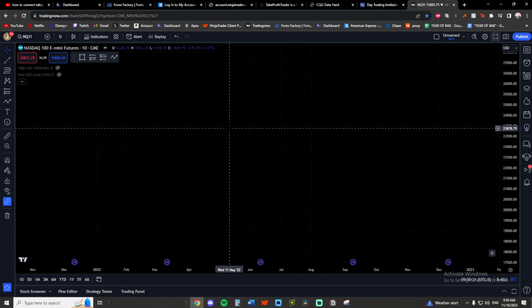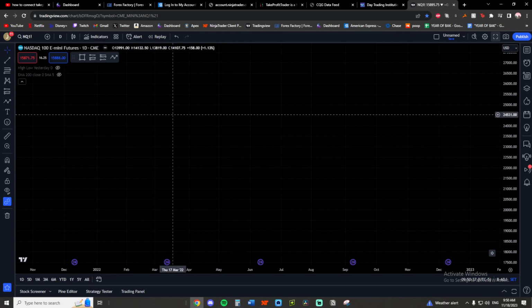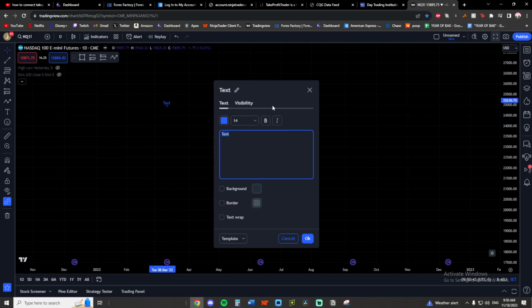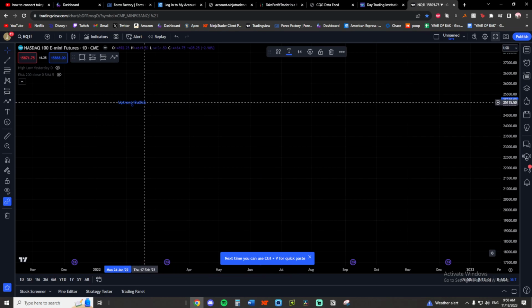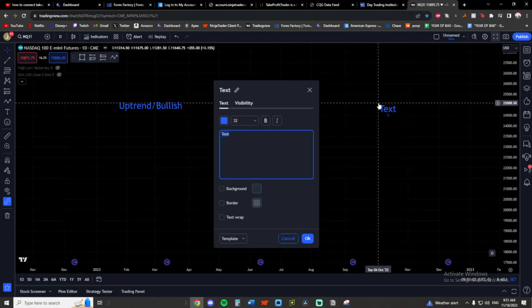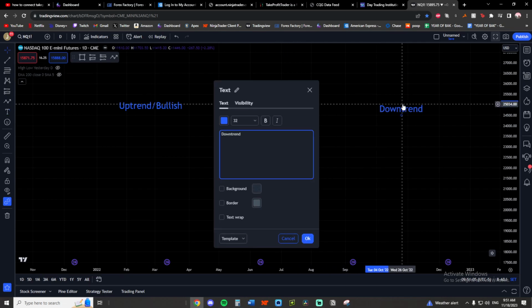Now we're going to talk about market structure. You need to understand how to actually read what the market is doing. There are three different market conditions. There's uptrend, or bullish, which means we're going up. The second one is a downtrend, or bearish. You know, on Wall Street, the bulls and the bears. Bearish means down, bullish means up.